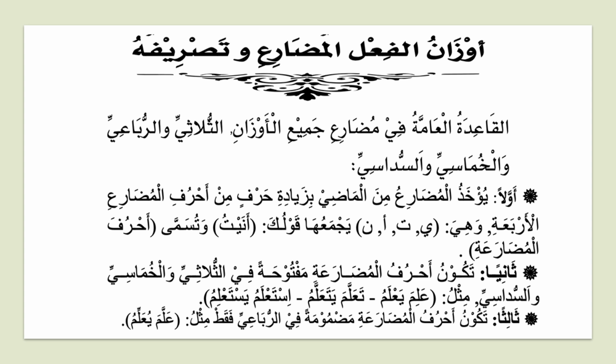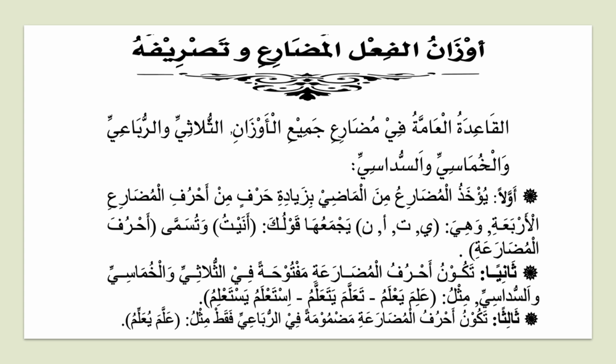So we'll go through the book. What I'll do is go through the book and then explain what the author is saying. أوزان الفعل المضارع, the scales of the present tense and its conjugation, and his explanation. So he says القاعدة العامة. What we're going to take is a principle that will be for all of them, in the present tense, جميع الأوزان, all of the scales: the 3-letter, the 4-letter, the 5 and 6. So some principles they will share and some will be for a specific scale. The first one: أولا يؤخذ المضارع من الماضي. We will take the present from the past بزيادة, with an increase of what?